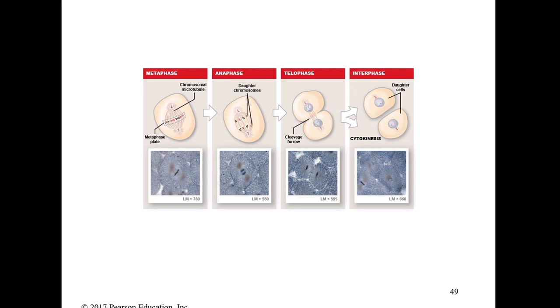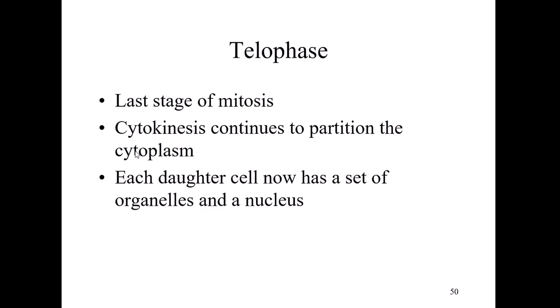So once the chromosomes have separated in anaphase, we're now going to finish up cellular division in telophase. Right, so telophase is the last stage of mitosis. The main thing that's happening here, guys, because the nucleus has split already, the DNA has split, the main thing that's happening in this phase is cytokinesis. Right, we're going to continue to partition the cells so that we now have two new daughter cells.